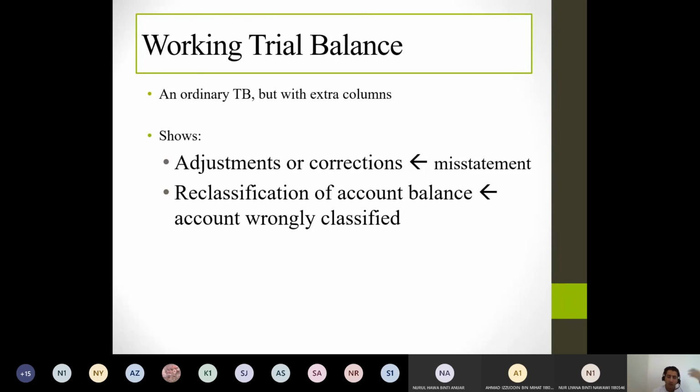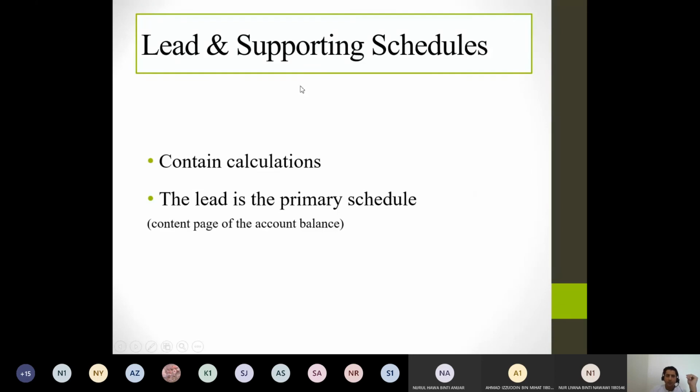The other one is about reclassification of account balance. So let's say it is wrongly classified. It should be recorded as, let's say, accounts receivable, but it was recorded as cash. So the auditor will include this adjustment into the working trial balance.